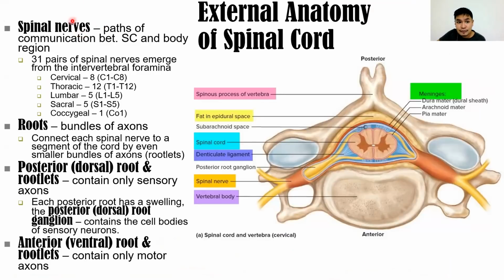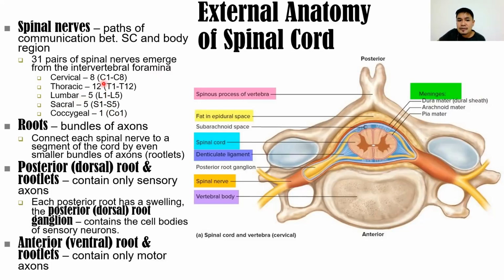Okay, let's talk about the spinal nerves. They are paths of communication between the spinal cord and the body region. There are 31 pairs of spinal nerves that emerge from the intervertebral foramina. Remember, intervertebral foramina are the foramina located in between the vertebrae. So we have 31 pairs of spinal nerves: 8 cervical, 12 thoracic, 5 lumbar, 5 sacral, and 1 coccygeal.